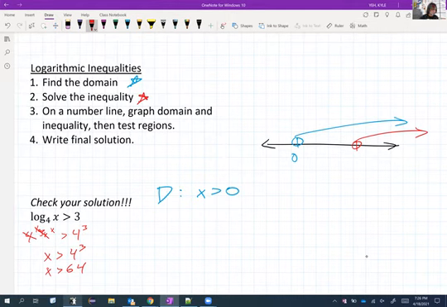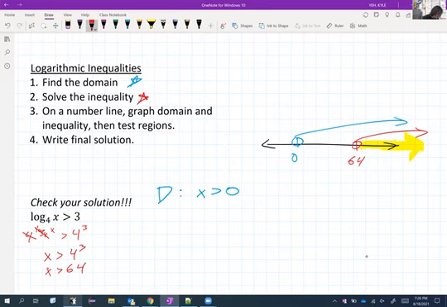So where on my number line does it work for both the domain and the solution? Wherever we see red and blue, it looks like it should be this right here. Anything greater than, I should label that, 64. So let's just test really quickly.